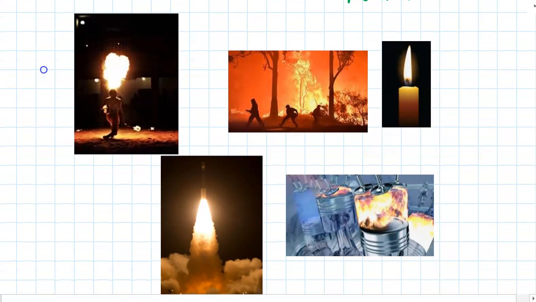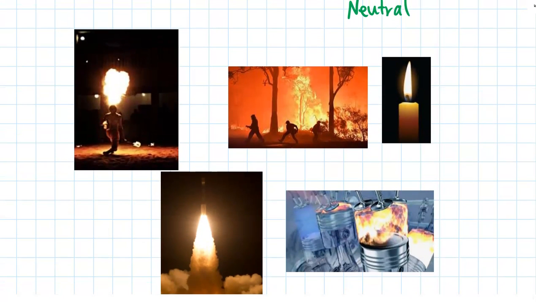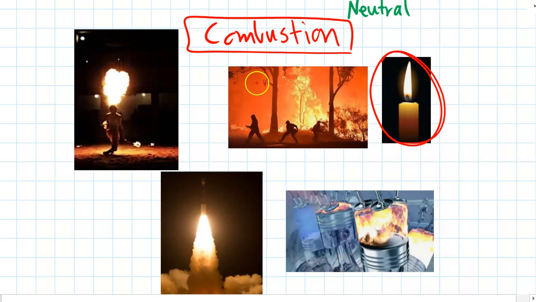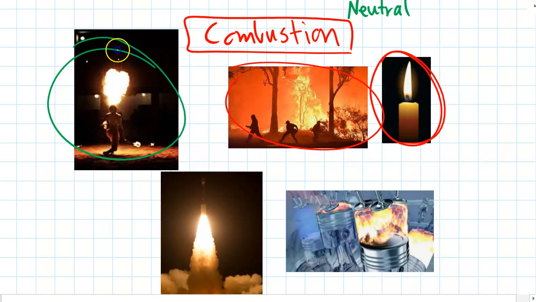Okay, here's the next category of reactions, and these are called combustion reactions, or just the process of combustion. So combustion's really common, we see it all the time. Anytime you see a flame, like in a candle, or in bushfires, or this fire breather here, that's combustion. Rocket engines use combustion. So hydrogen and oxygen to make water that we've talked about before, that's a combustion reaction.